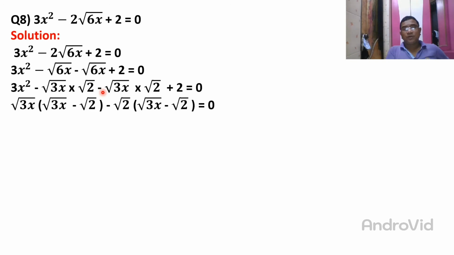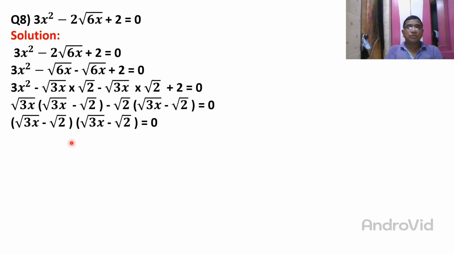Then minus, this is the 2. So this 2 is factorized as root 2 into root 2. Okay, so see, root 2, root 2. So root 2 is common. What is uncommon? Root 3x minus root 2 is common on both sides. Here is root 3x minus root 2. It is common, so that can be written a single time. So I write root 3x minus root 2. Uncommon root 3x, I write here root 3x. Minus uncommon root 2, so I write minus root 2.